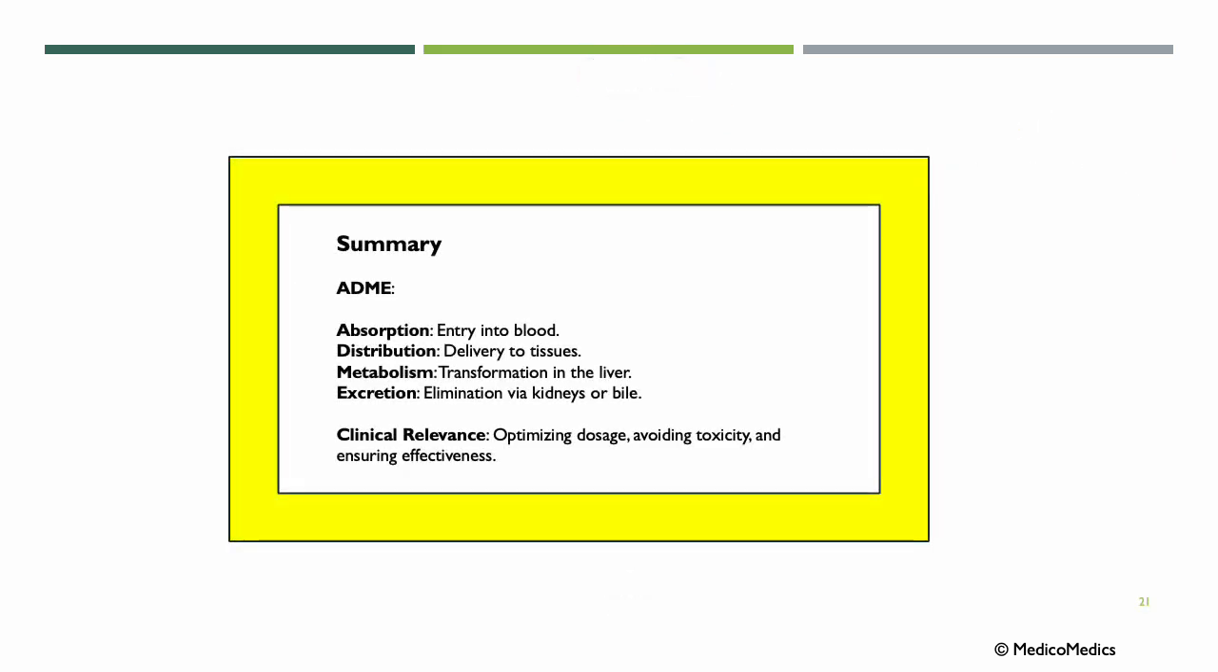So in summary then, we discussed the concept of absorption, the entry into our blood, distribution, the delivery to our tissues, metabolism, the transformation in the liver, and finally excretion, so the elimination via our kidneys or bile. Why is all of this clinically relevant? Because it helps us optimize dosage, avoiding toxicity, and ensuring effectiveness.